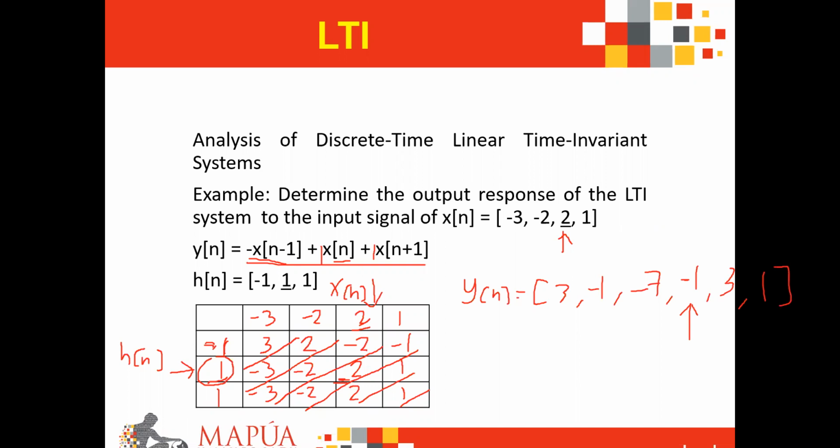'Di ba mas madaling gawin? This approach is actually fastest, no? When it comes to answering your convolution process. Okay? Nakuha? Convolution. Oh, that's how you do it, no?